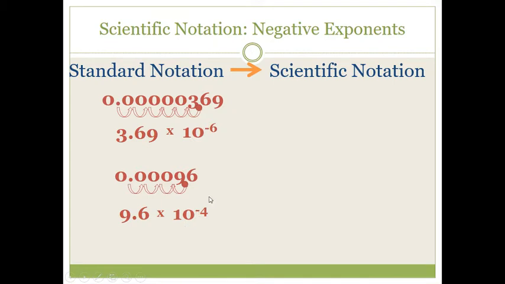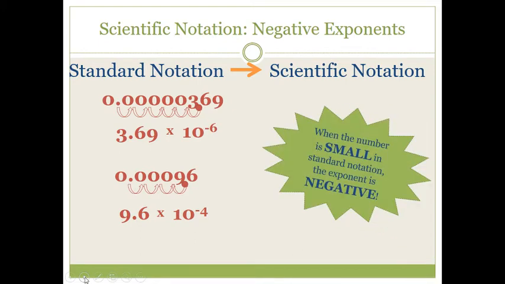Right? If you're confused, if you're trying to memorize rules about when it is negative and positive, just look at the number itself. Small numbers have negative exponents. Big numbers have positive exponents. So we have small numbers here. So we know that the exponent should be a negative number.